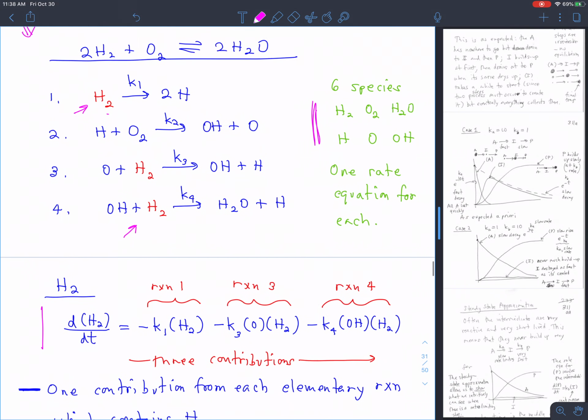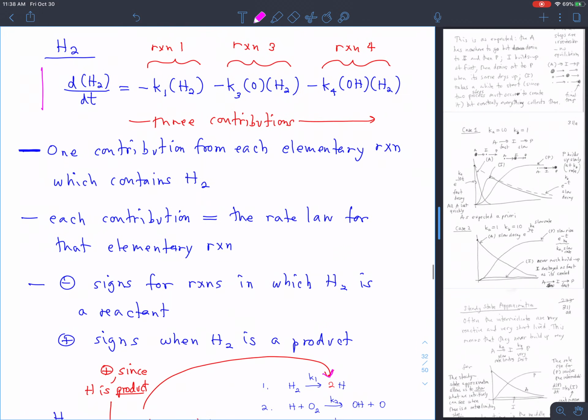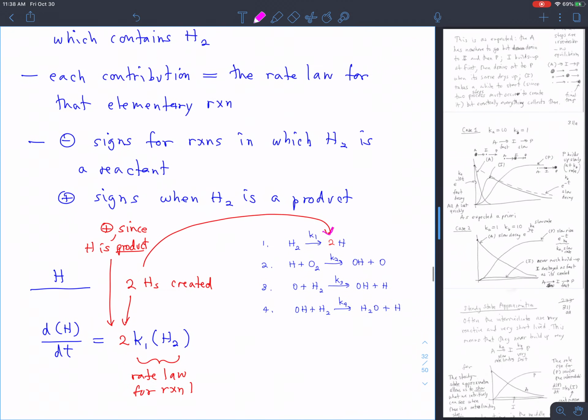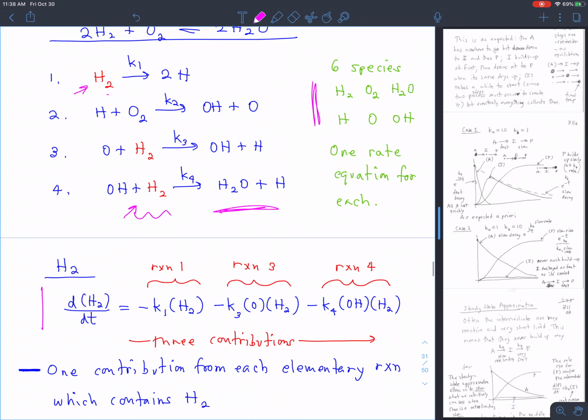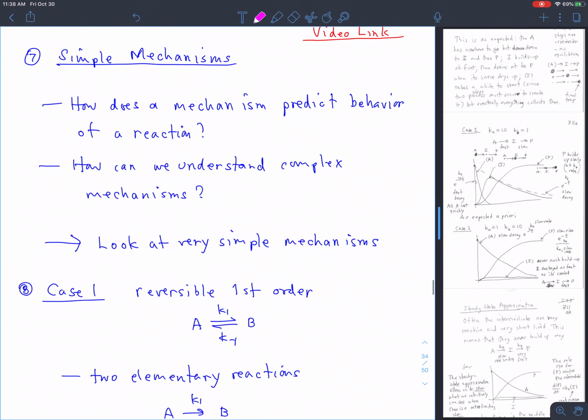There's 6 species in this mechanism, and therefore 6 rate equations. And you can write them all down by inspection, basically, by looking at the mechanism and seeing how each species is created or destroyed by each of the steps, each of the elementary reactions that's in the mechanism. All right, so that's where we are.